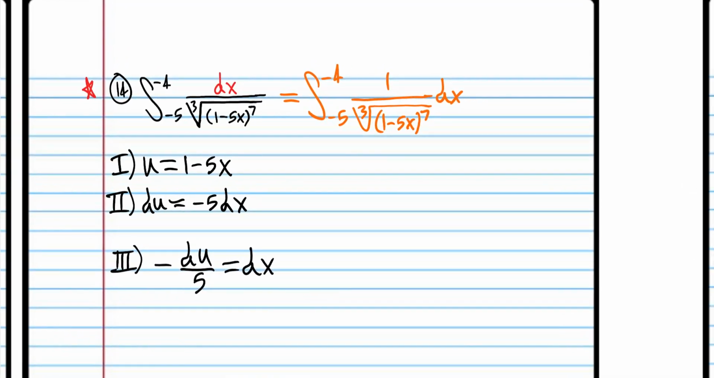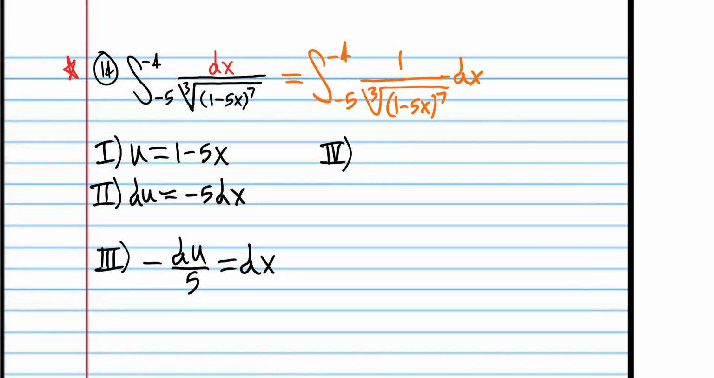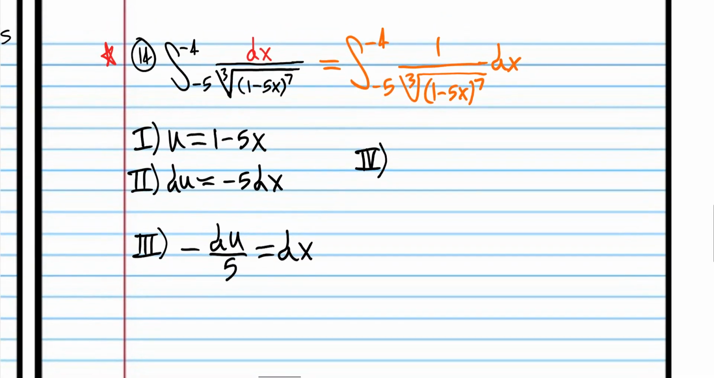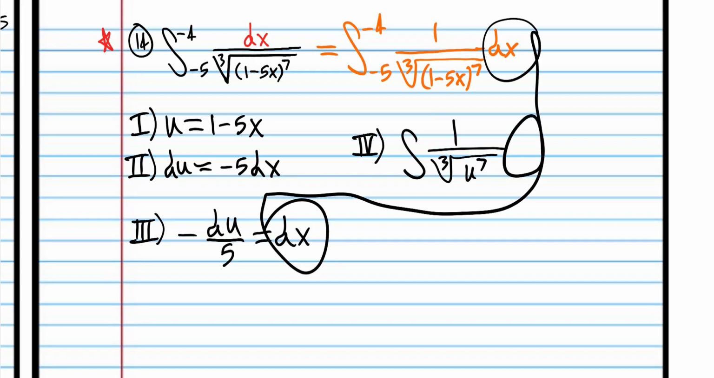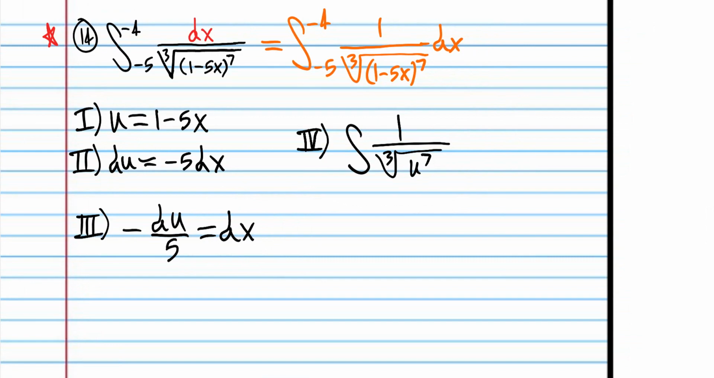And so now we're going to replace our dx integral with a du integral. And we're not going to write the limits of integration. So we have 1 over the cube root of u to the 7th power, and then we're going to replace dx with what we found for dx over there, so we get negative du over 5.